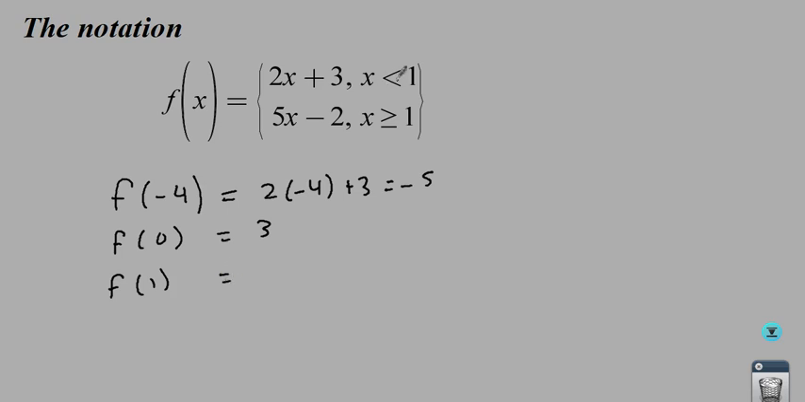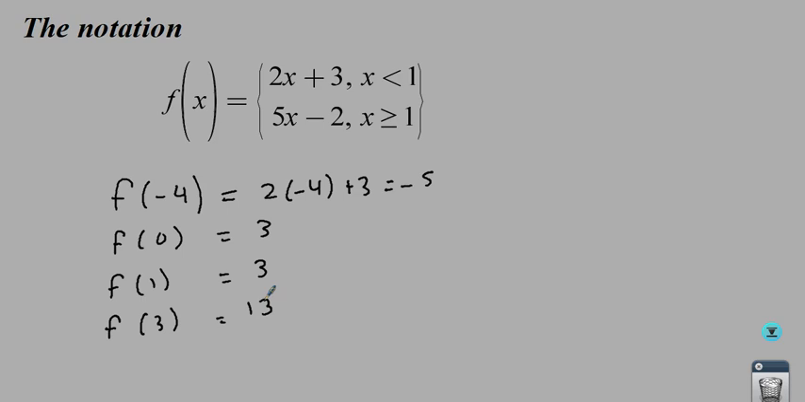1 is not less than 1. It is greater than or equal to 1, so we have to apply this rule. f of 1 is also 3. And finally, f of 3. 3 is greater than 1, so we apply this rule. 3 times 5 is 15, minus 2 is 13.